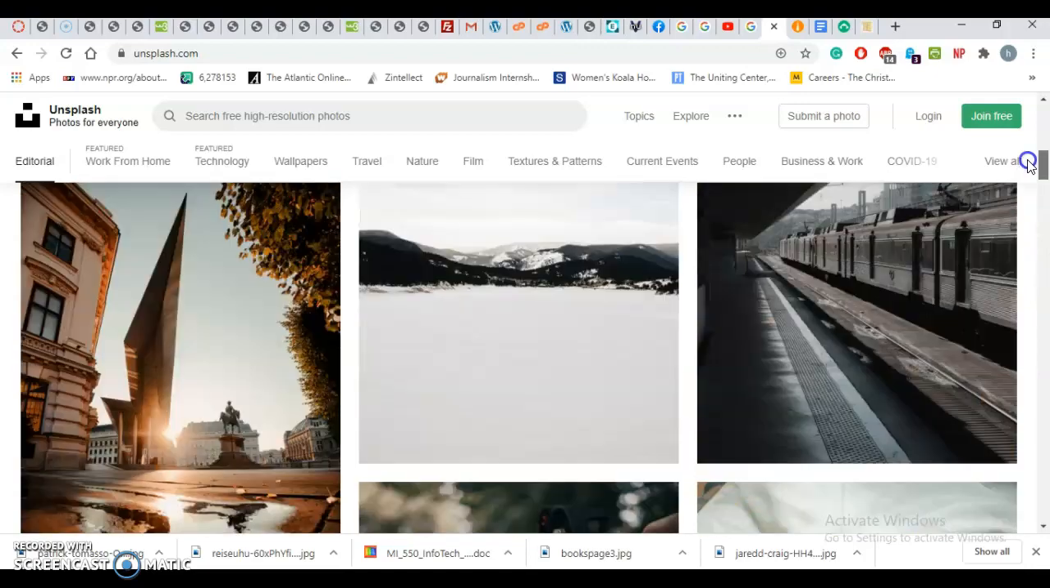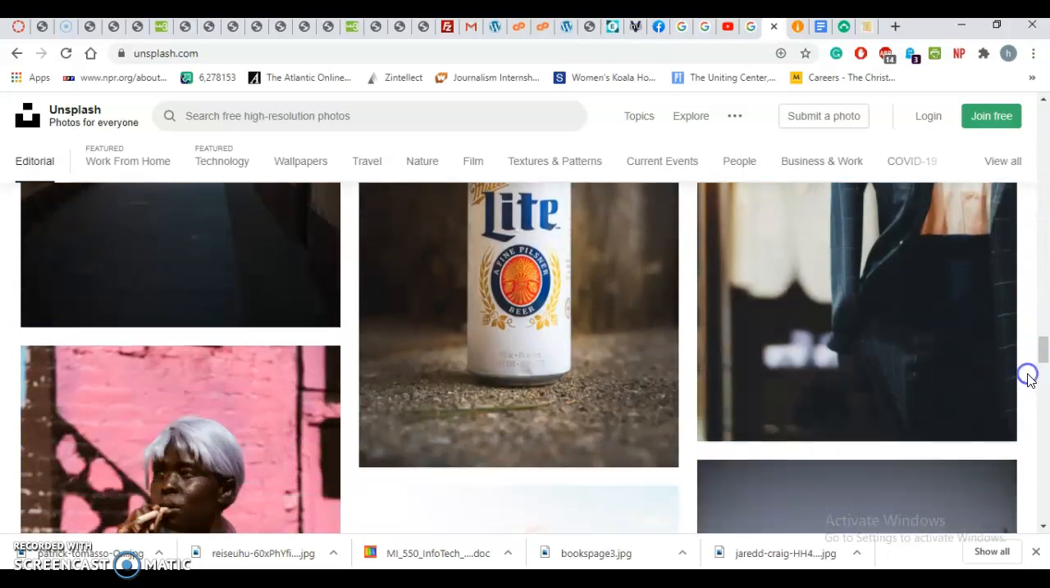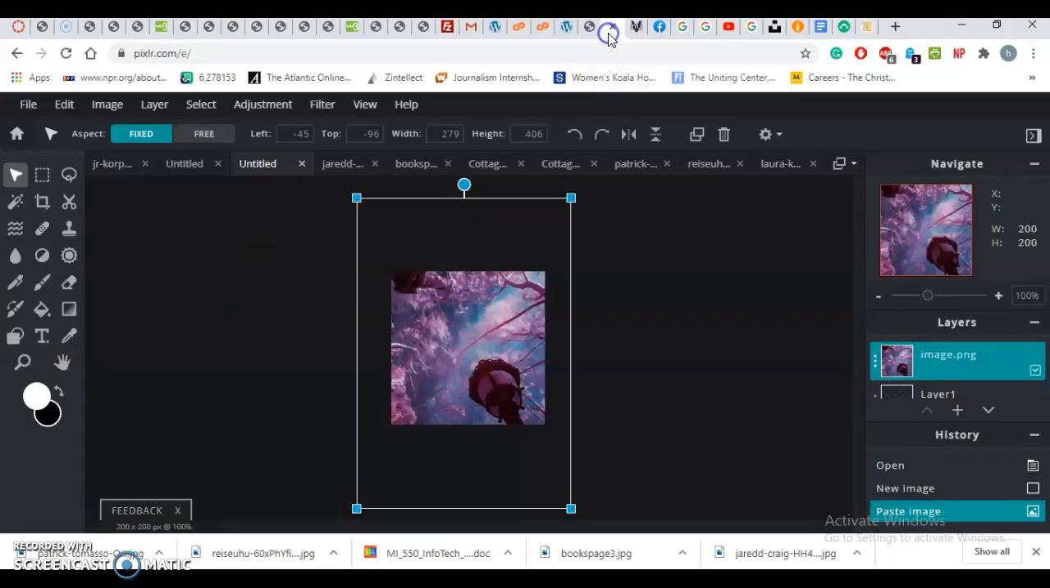I also just really love the images here. As you can see, they're all gorgeous. So let's go on and see how we made the images.